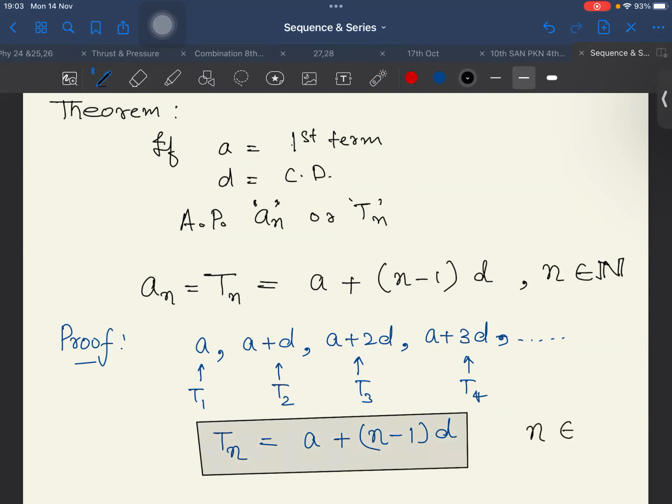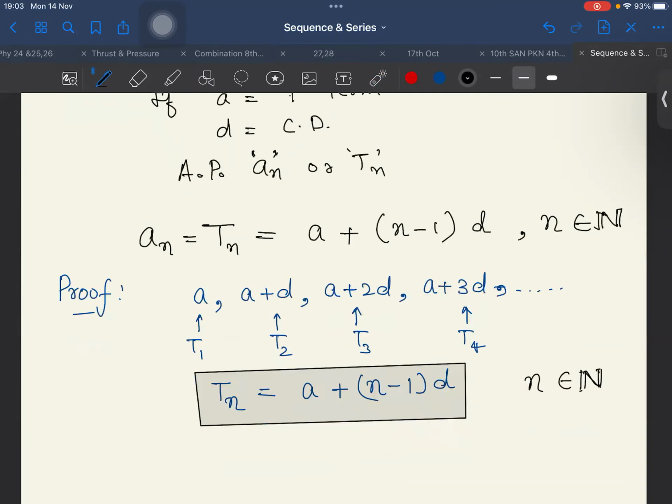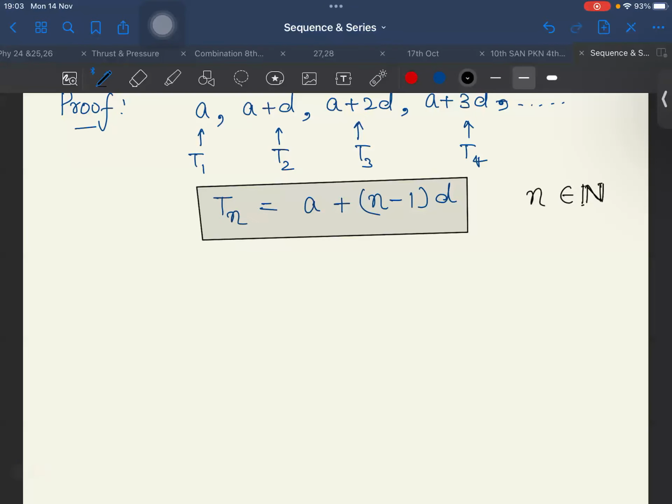n belongs to natural numbers. I know you guys have studied all this, but I need to start from the beginning, right? So I'm starting from the beginning. Let's solve a question based on this.